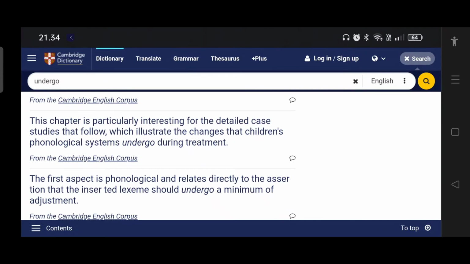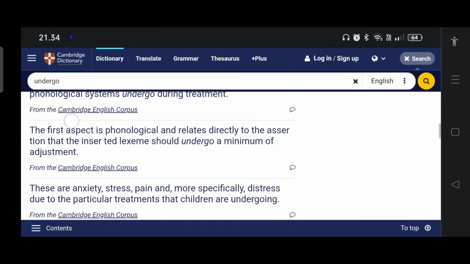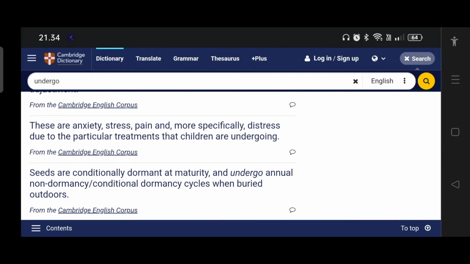The first aspect is phonological and relates directly to the assertion that the inserted lexeme should undergo a minimum of adjustment. Alright, skip that one. These are anxiety, stress, pain, and more specifically, distress due to the particular treatments that children are undergoing. Seeds are conditionally dormant at maturity and undergo annual non-dormancy or conditional dormancy cycles when buried outdoors.